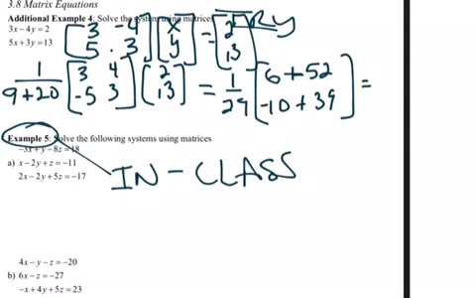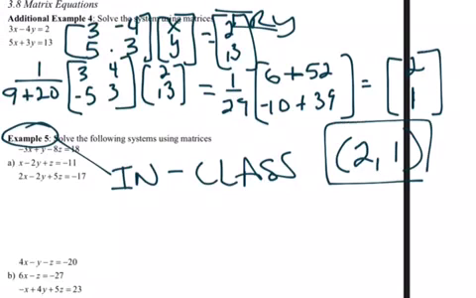Okay, so I've got 1 over 29, so that's 52 plus 6 is 58, divided by 29 is 2. And then 29 divided by 29 is 1. So my point of intersection is 2, 1. So again, we will look at how to do these on the calculator and continue with the bigger ones for sure on the calculator in class.